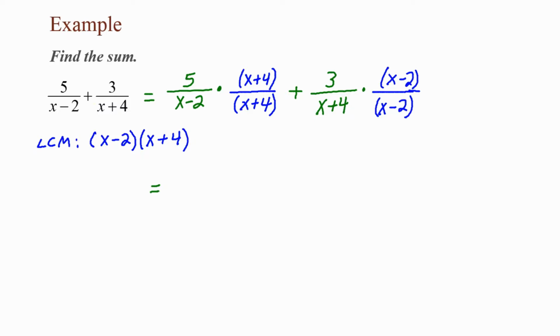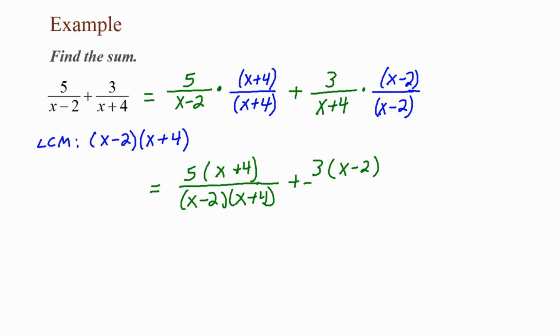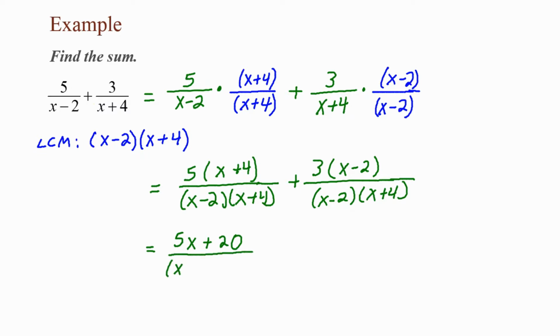So that means in my next step, I'm going to have 5 times x plus 4 divided by x minus 2 times x plus 4 plus 3 times x minus 2 over x minus 2 times x plus 4. Distributing, I get 5 times x, which is 5x, and 5 times 4, which is 20, over my denominator, plus, distributing my 3 times x is 3x, minus 3 times 2 is 6, and that's over my denominator.